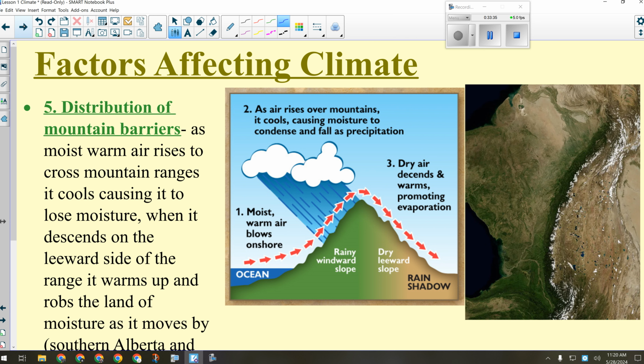So what happens with a rain shadow is, if we're talking about the west coast of Canada, so Vancouver, Victoria, we've got the ocean water, it's evaporating, and the winds push it onto the mountains.